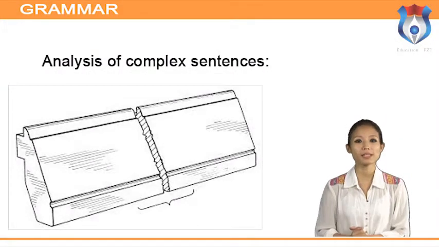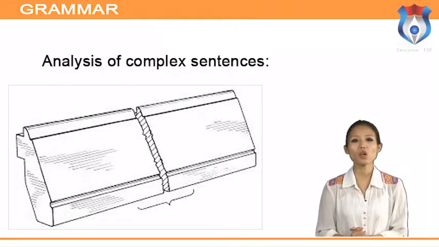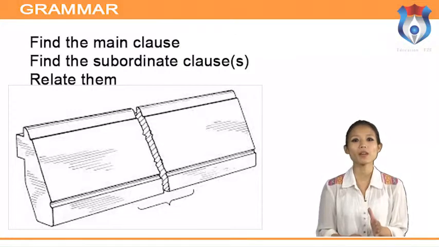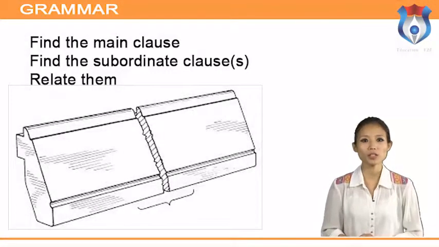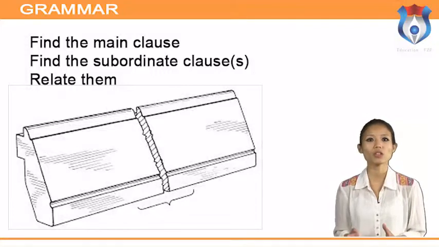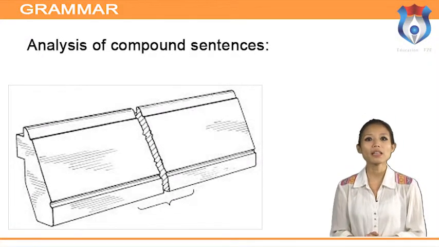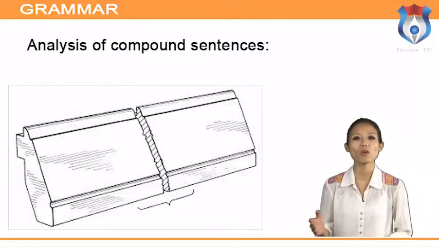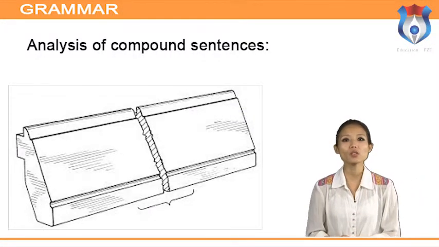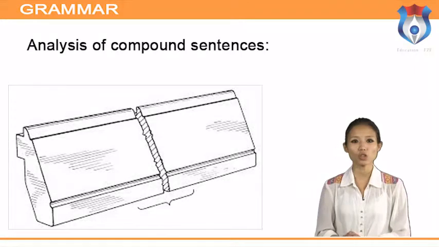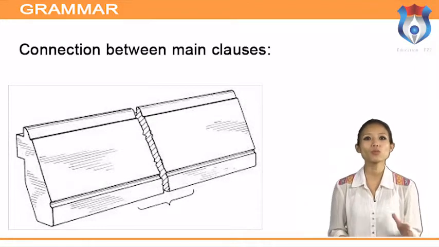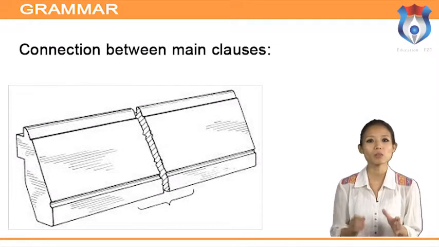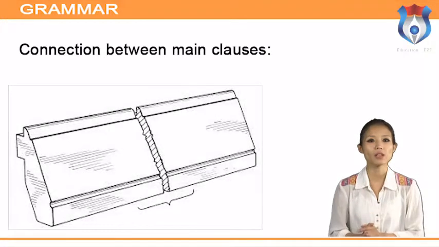Analysis of complex sentences. In analyzing a complex sentence, the first step is to find out the principal or main clause. The next step is to find out the subordinate clause or clauses, showing the relation they bear to the main clause. Analysis of compound sentences. A compound sentence is made up of two or more principal clauses joined together by a coordinating conjunction. The connection between two main clauses of a compound sentence may be of the following four kinds.